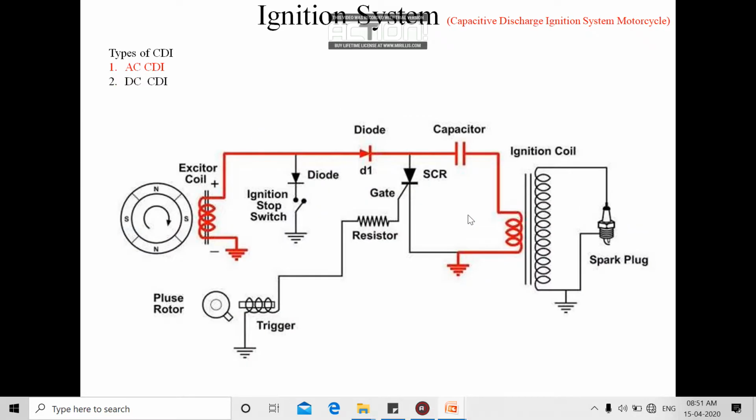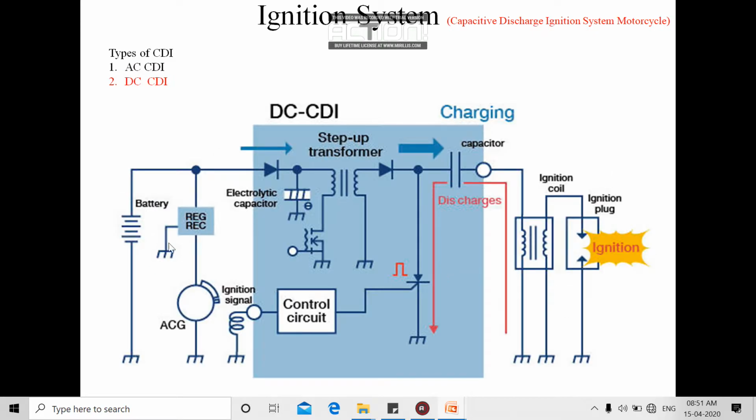In the previous case, if the AC generator fails, no battery supply or other auxiliary power gets supplied to the ignition coil, so the battery is not connected there as a power source. So there you have to completely rely on the AC generator. That's why it's called an AC CDI unit, in which we are stepping up the AC current only. Here we have both sources, the battery as well as the AC generator.